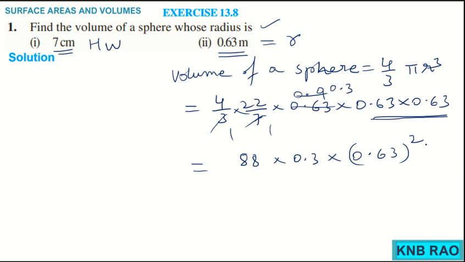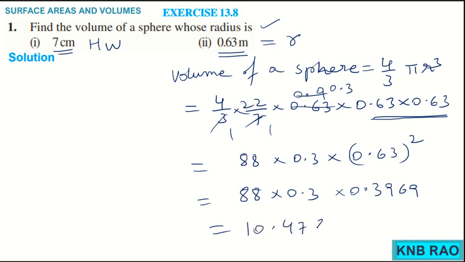Now 0.63 when it is multiplied by itself gives 0.3969, and you know 88 into 0.63. Finally the total product, if you do, you will get 10.47816 centimeter, sorry, it is not centimeter, it is meters cube. This is the answer.